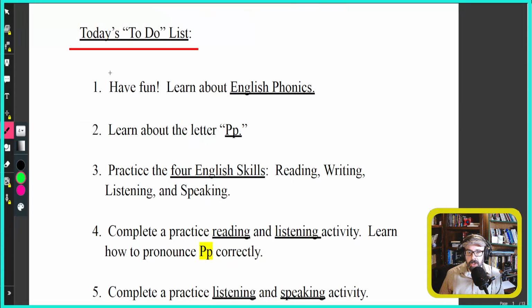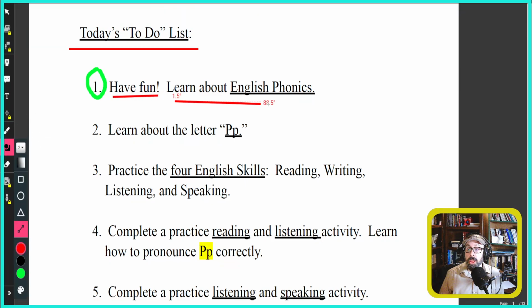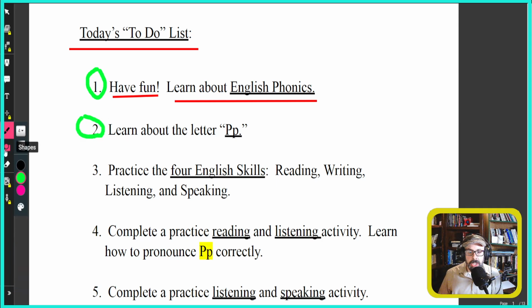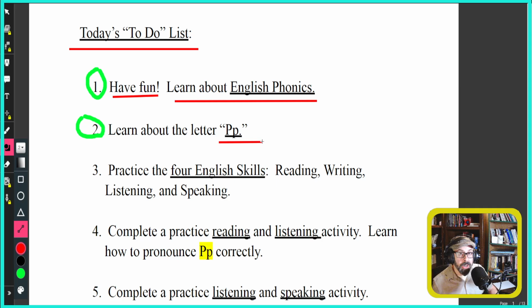Okay. All right, let's look. Number 1, okay. We want to have some fun, okay, and learn about English phonics today. Okay, number 2, we want to learn about the letter P, okay, how to say the letter and how to pronounce the letter correctly, okay, the name of the letter and the sound, okay, so name, P, sound, pizza, okay, Paul, pop, P, okay, so we'll work on P, okay, today.